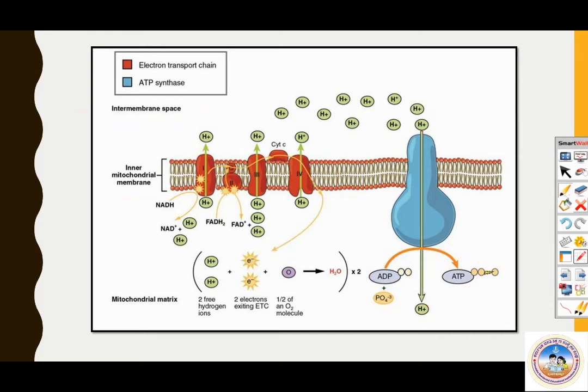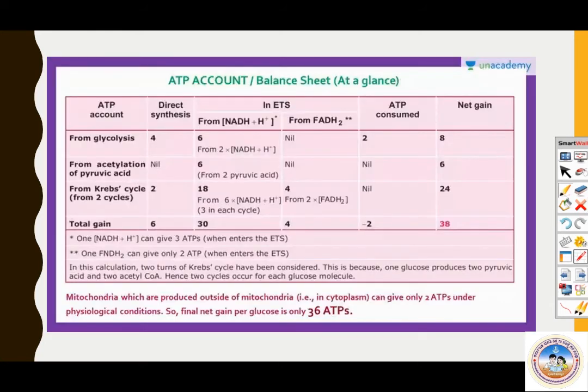Now see, from glycolysis 8, I have already. Acetylation of pyruvic acid also 6. Krebs cycle 24. So total net change is how much? 38. So this is your 38. So how did 36 come? Sometimes NADH produced outside the mitochondria can give rise to only 2 ATPs under physiological conditions.